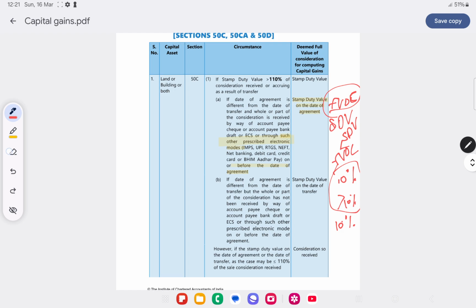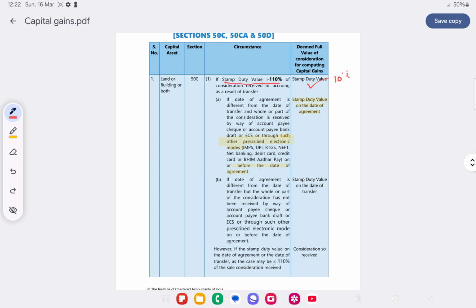See, for example, if the stamp duty value is greater than 110% of the consideration received, then the stamp duty value will be taken, because the stamp duty value is more than 10% above the full value of consideration. The fluctuation is not within 10%, but it is more than 10%.